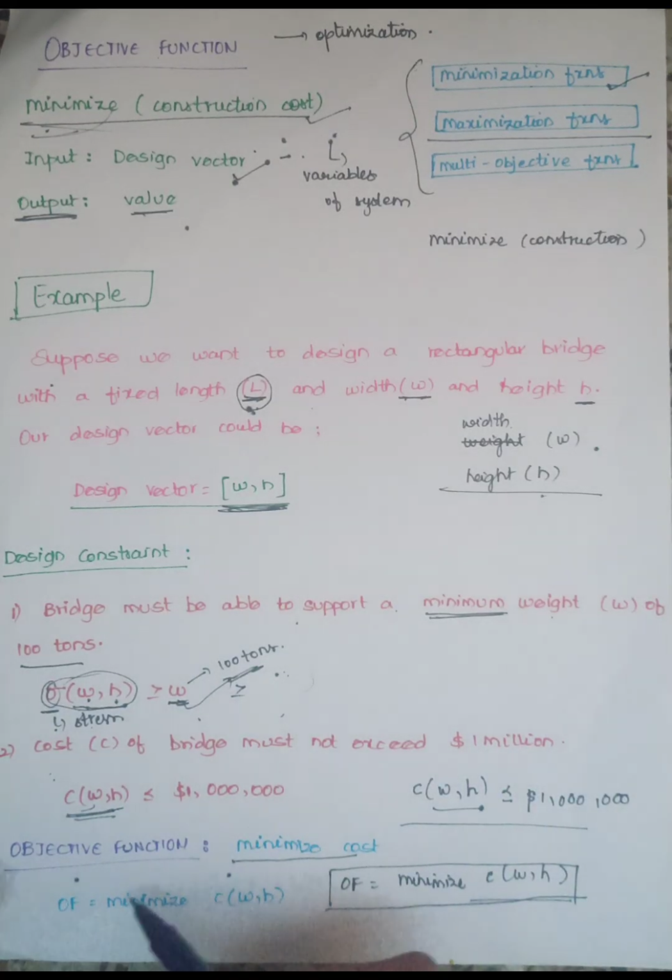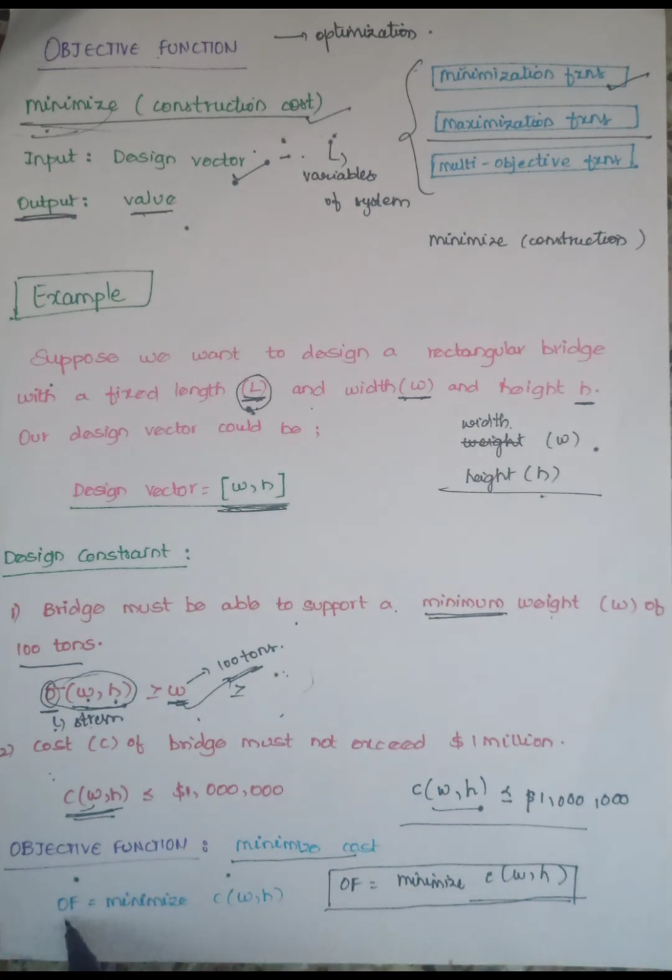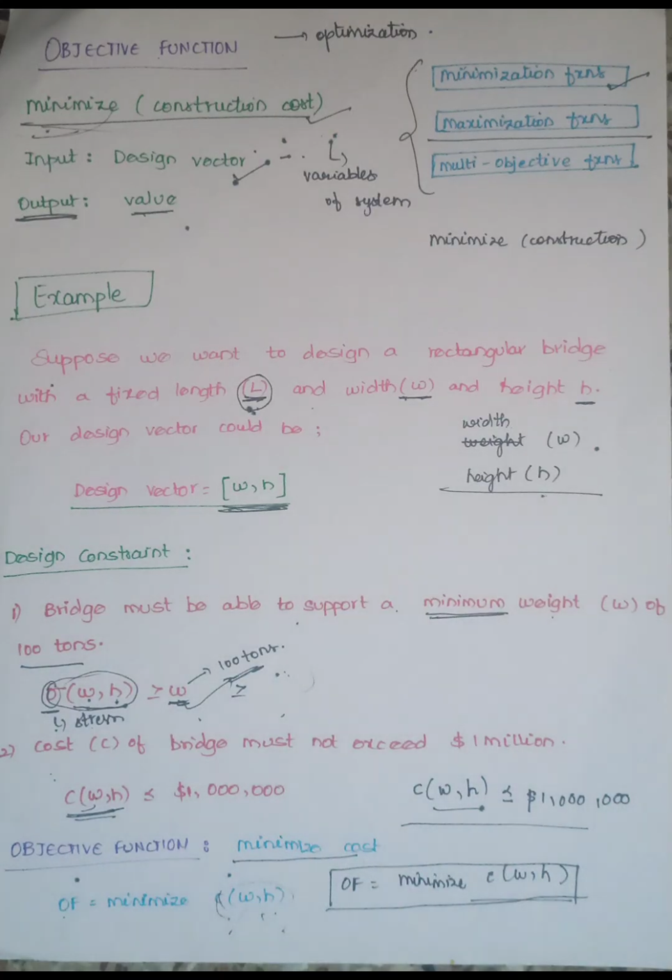And the next thing we must write is the objective function. The main objective function here is to minimize the cost, and the objective function can be written as minimization of cost. The cost function is written as previously, the same one, cost of w comma h, which is width comma height. So this is how we write the objective function, design constraint and design vector.